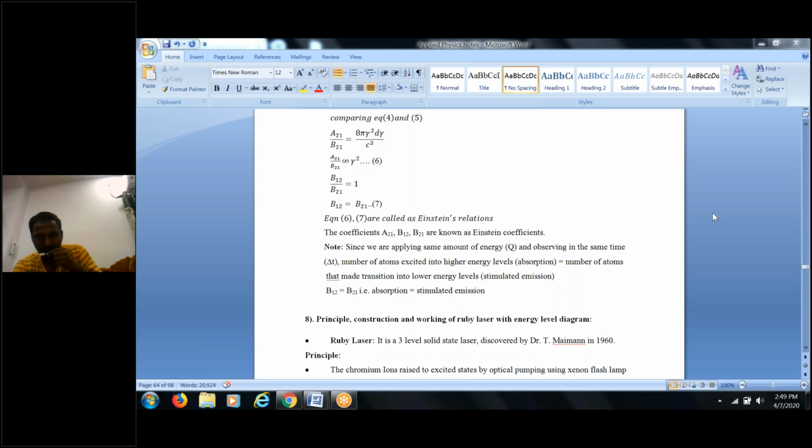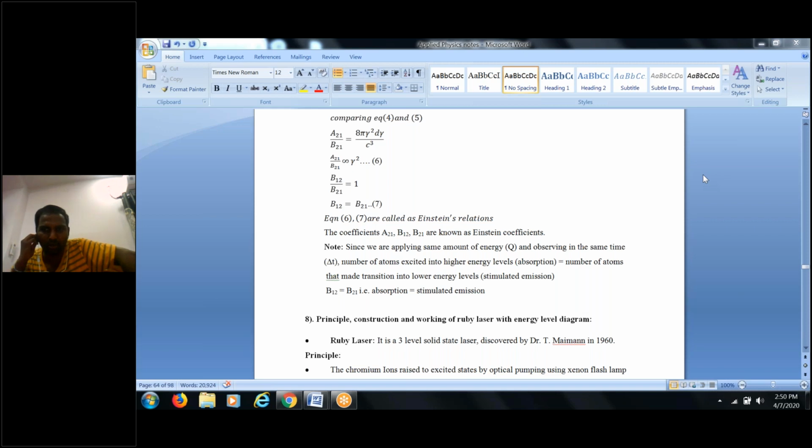Yes, sir. Next topic is types of lasers. We have so many different types of lasers. So what are the different types of lasers which are available? As of now, we have three different types of lasers. One is a solid state laser, one is a gas laser, and the third one is a semiconductor laser. These are the three lasers which are available as of now. What are the three lasers? Solid state laser, second a gas laser, and third a semiconductor laser.